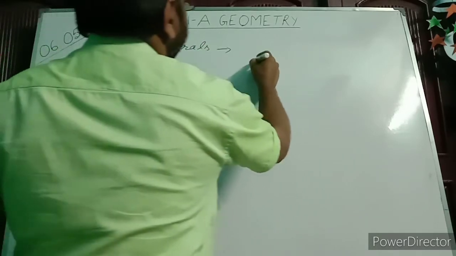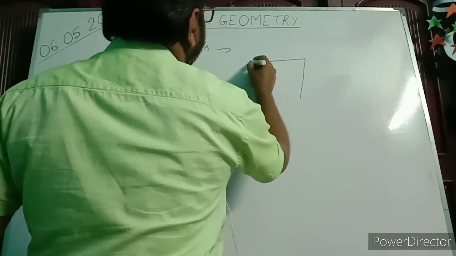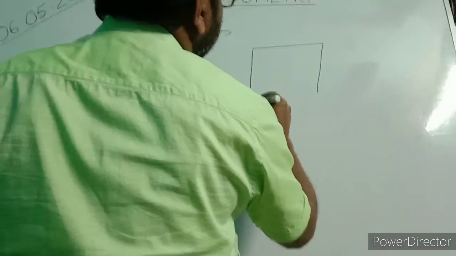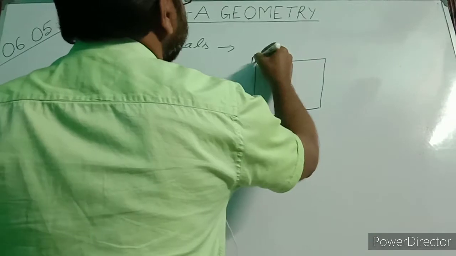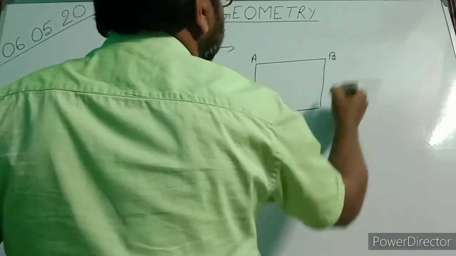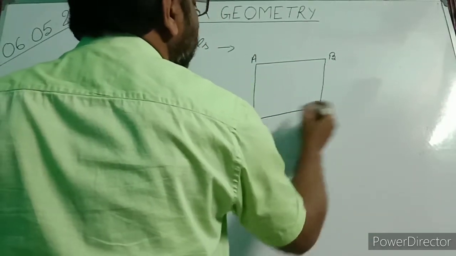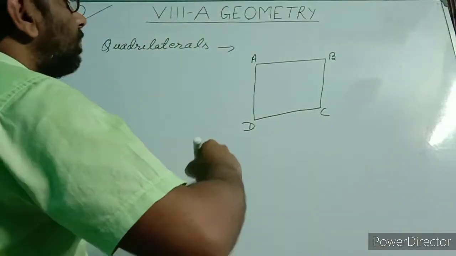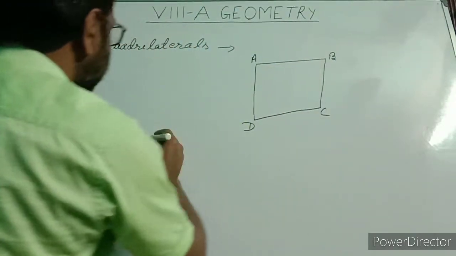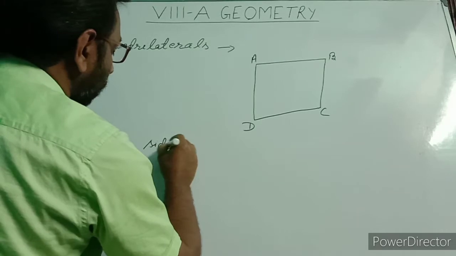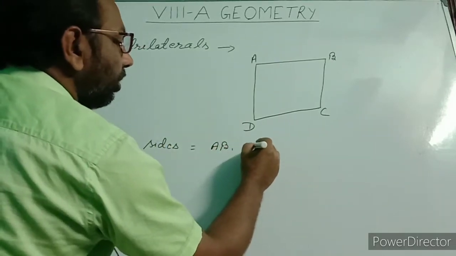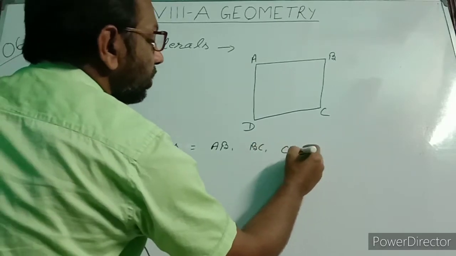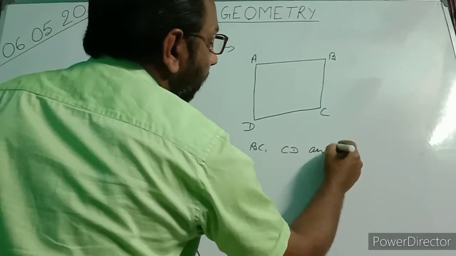A plane bounded by four sides is called a quadrilateral. It has four sides. Those sides are AB, BC, CD and AD.